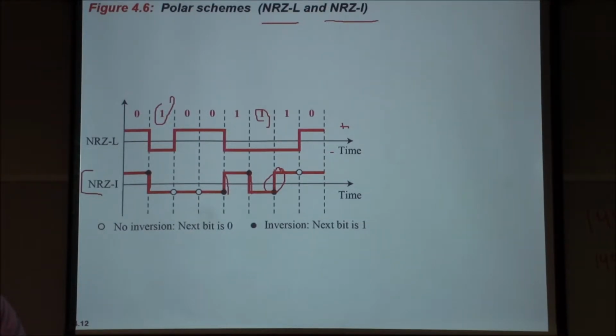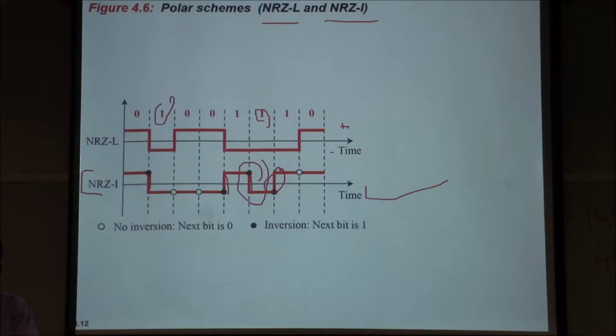So the non-return to 0 inverted is not that bad as the non-return to 0 level. If we have a long run of 1, we are transiting from positive to negative, right? So the synchronization, if we have a long run of 1, is not that bad. We can synchronize because we have a transition. But if we have a long run of zeros, that is a big issue with the non-return to 0 inverted. We will lose synchronization because of that.